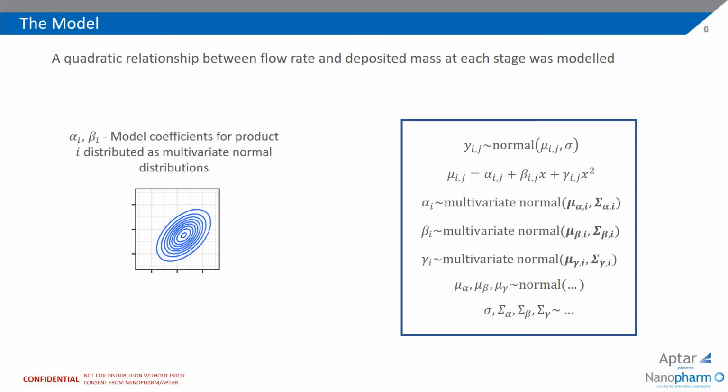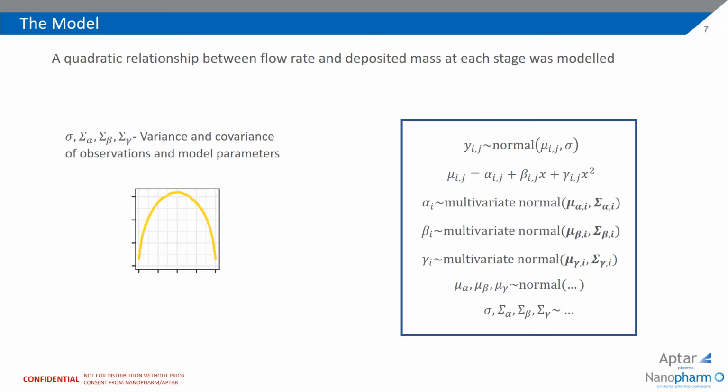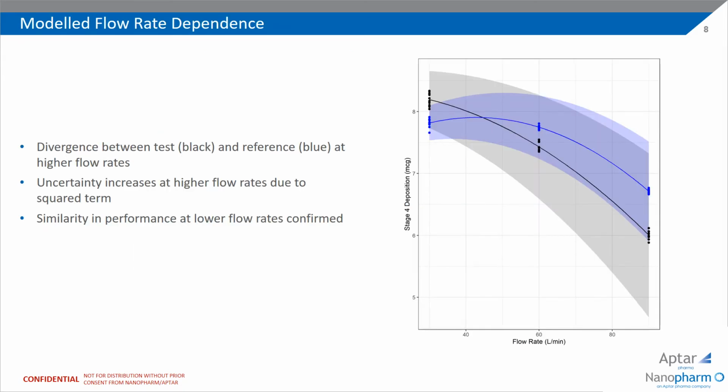These parameters are all drawn from multivariate normal distributions, and this allows information to be shared across the relationships for each impactor stage through the covariance matrices, capital Sigma. And the final couple of terms are the hyperparameters of the model, and these describe the distributions of all of the main parameters.